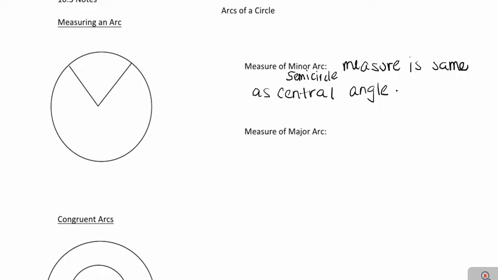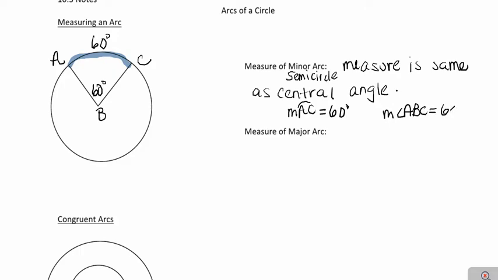So if you look at my diagram here, let's just say we have central angle ABC, and we know that central angle is equal to 60 degrees. Then the measure of the minor arc AC is also going to be equal to 60 degrees. So the measure of arc AC would also be equal to 60 degrees, same as the measure of central angle ABC. So they're always going to be the same.